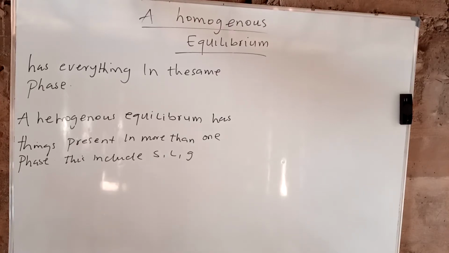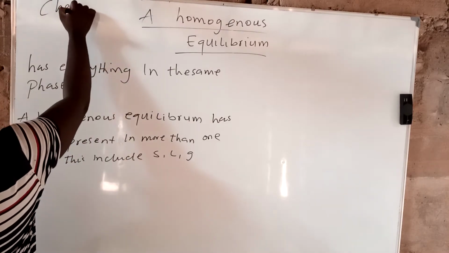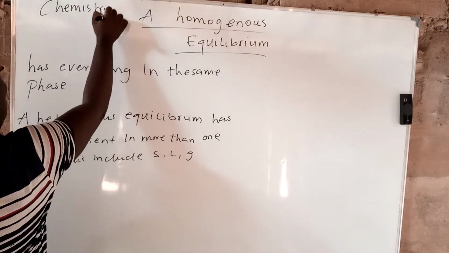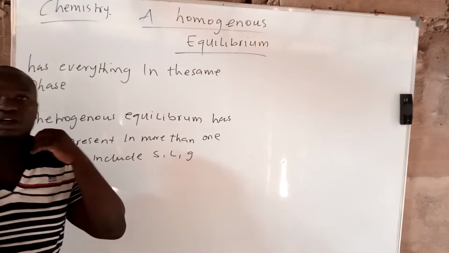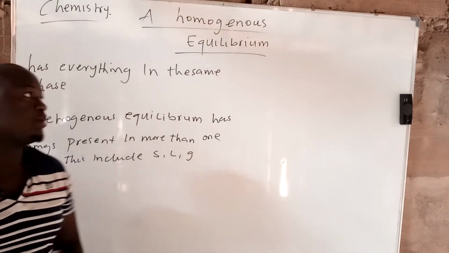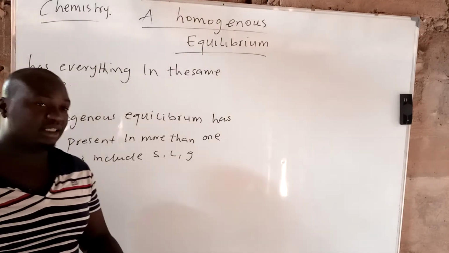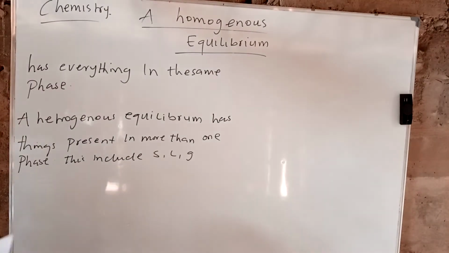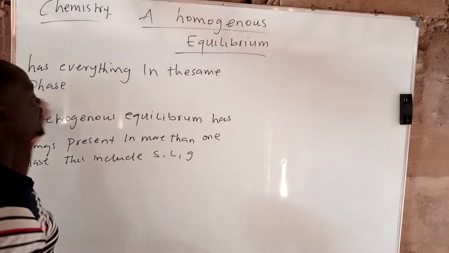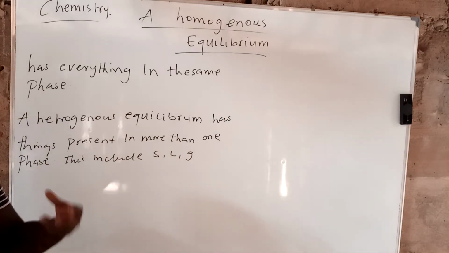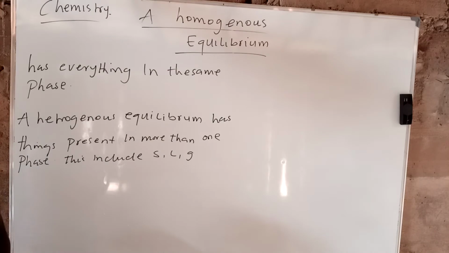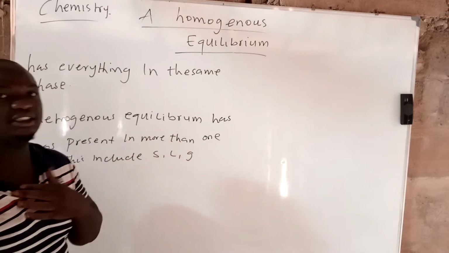A homogeneous equilibrium. We are under the equilibrium series in chemistry. Now, when we are talking about homogeneous, we are talking about everything being in the same phase. Under a homogeneous equilibrium, every single species is in the same phase.